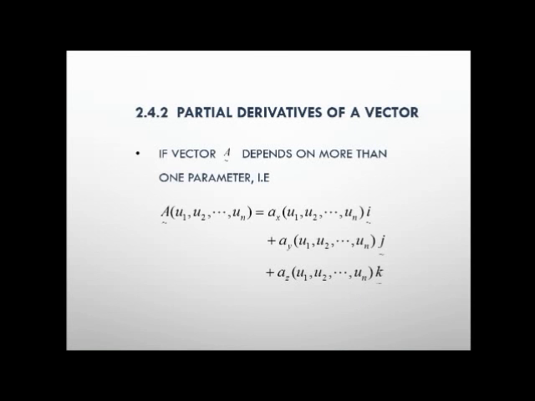Talking about the partial derivatives of a vector, suppose a vector A depends on more than one parameter. It is given in this form: A is a vector which depends on parameters u1, u2 up to un. So its rectangular components will also depend on those parameters, like Ax depends on u1, u2 and un, with I cap giving the direction. Ay is also dependent on the parameters u1, u2 and un, and the direction is given as j cap. Az is given by u1, u2, un, and the direction is k cap.